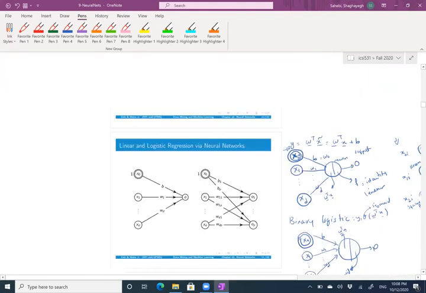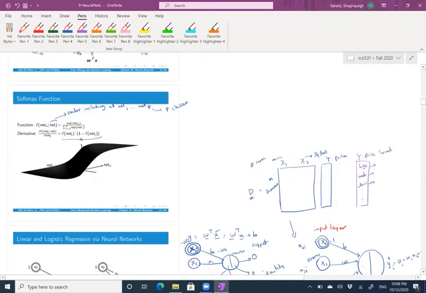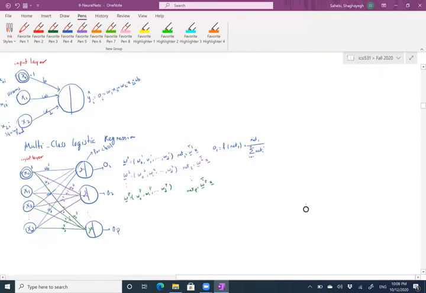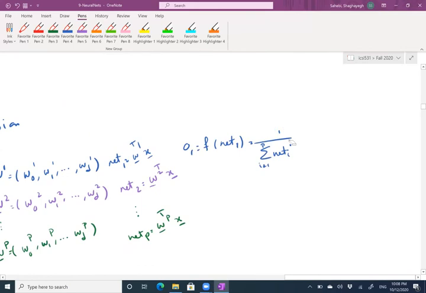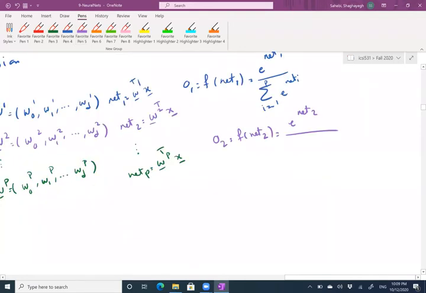Right? Sorry, E. I forgot the exponential. So it's E to the net 1 over sum of E to the net I, I equals 1 to P. O2 is f of net 2, which is E to the net 2 over sum, I equals 1 to P, E to the net I, etc., etc.